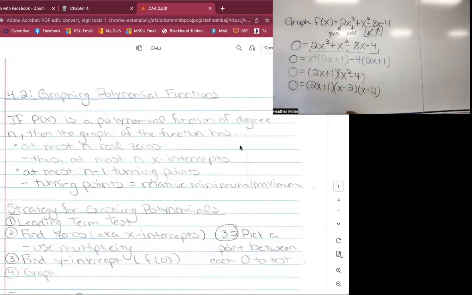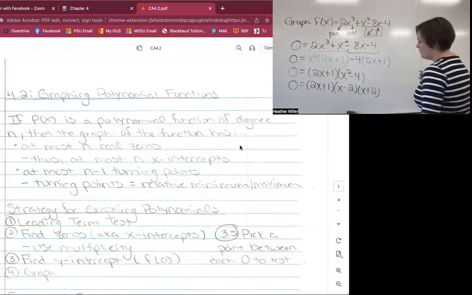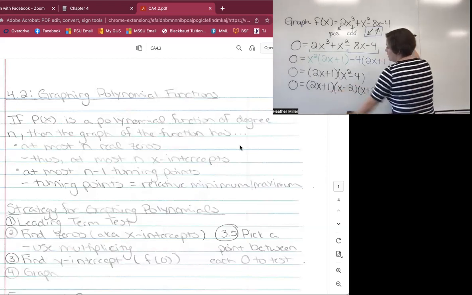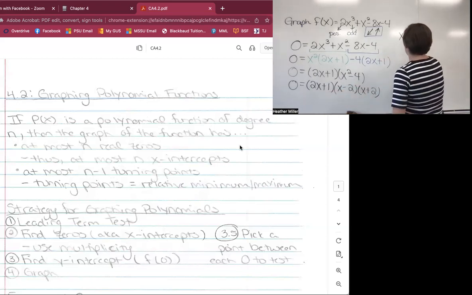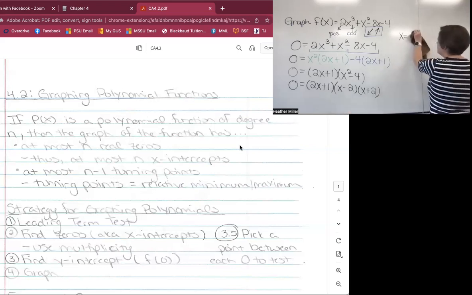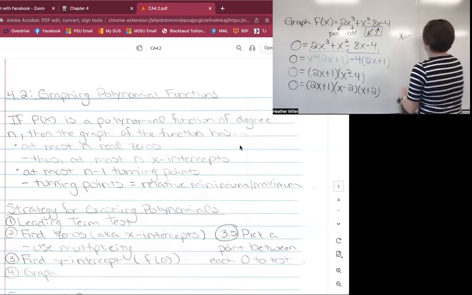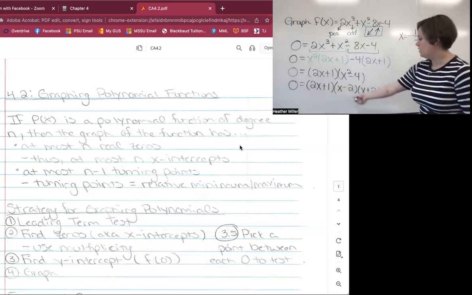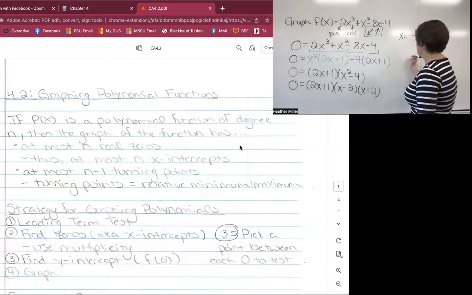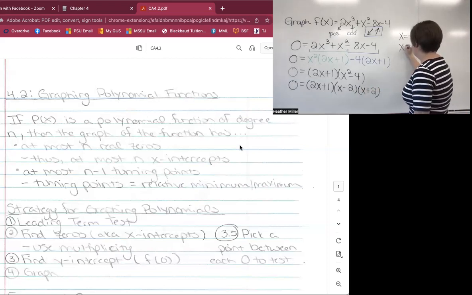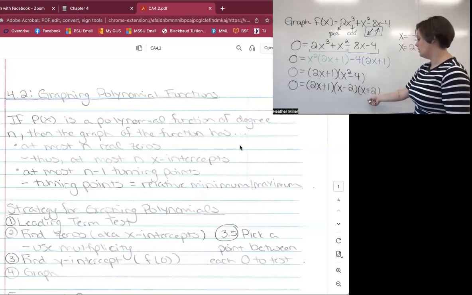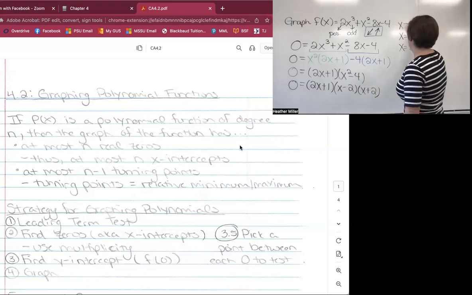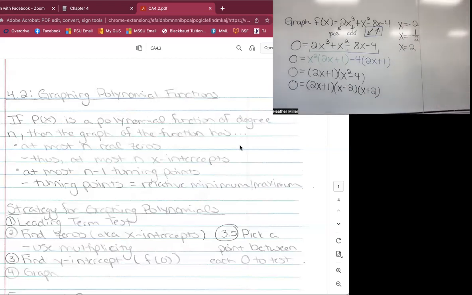Now that everything is completely factored, I would set each of my terms equal to 0 to solve for my x's. This first one, the 2x plus 1, that would give me x equals negative 1/2, because I would subtract my 1 over and then divide by 2. The next one would be x equals positive 2, because I would add the 2 over, and the last one would be x equals negative 2. So those are my 3 zeros that I'm going to have for this polynomial function.